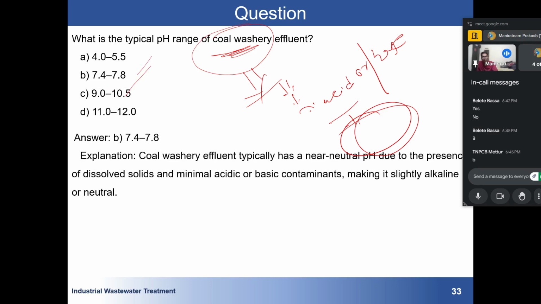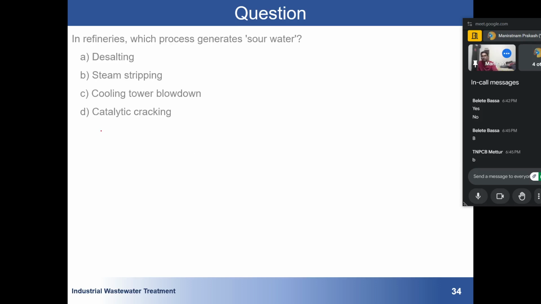Coal acidity, no, you can see near neutral pH. Now, due to presence of dissolved solids, humic acid, that is another factor. But coal does not leach out any acid or base. Only due to the presence of an acid or base will the pH increase or decrease. But it will always be in the neutral range. That's why the correct answer is B.